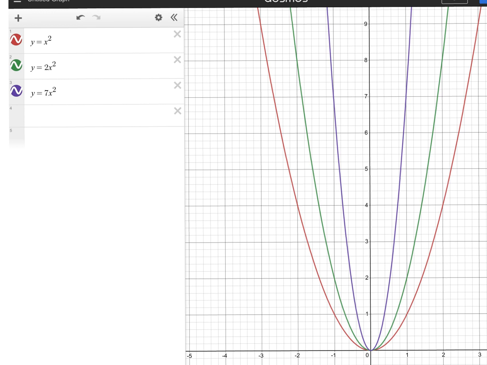So I hope that made sense, and that's why as the A value increased, this thing got vertically stretched, it got narrower and narrower. If I were to type in something like y equals 1/10 x squared, then that would be a really, really wide parabola, right? The closer that your A value gets to 0, the closer it gets to a totally flat line.